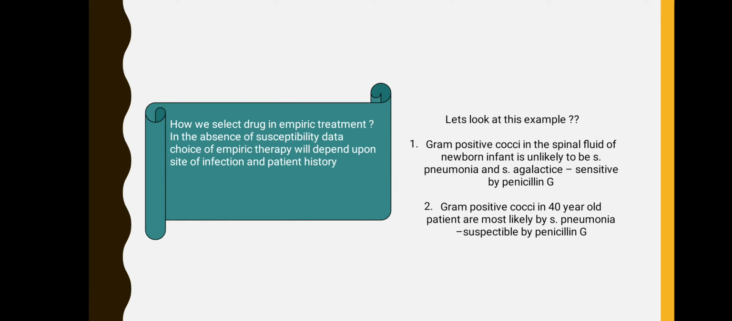In the next case, gram-positive cocci in a 40-year-old patient are most likely pneumococcus. So here also the suspected organism is pneumococcus, but what is the difference? The difference is the age of the patient, which is also susceptible to penicillin G, but we should know penicillin G is resistant nowadays because we are in the post-antibiotic era, so the drug of choice is vancomycin.